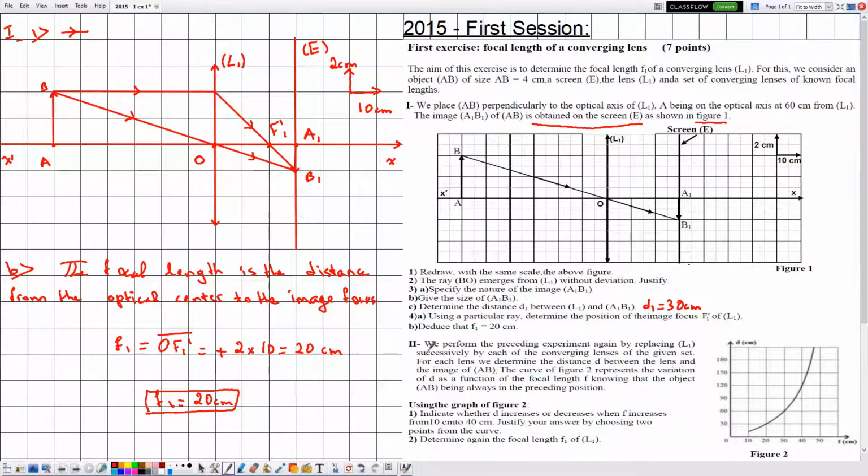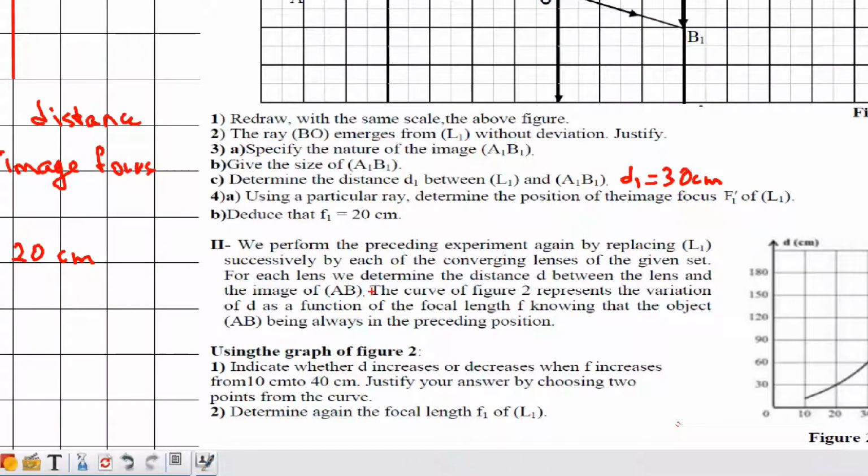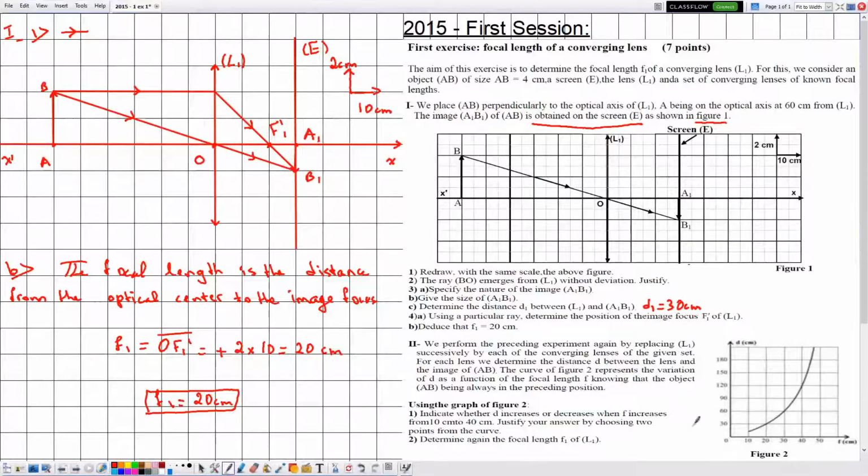Now in the second part of this exercise, they are telling me we perform the preceding experiment again by replacing L1 successively by each of the converging lenses of the given set. For each lens, we determine the distance d between the lens and the image of AB. The curve of figure 2 represents the variation of d as function of the focal length f, knowing that the object AB being always in the preceding position. Okay, they are telling me using the graph of figure 2.